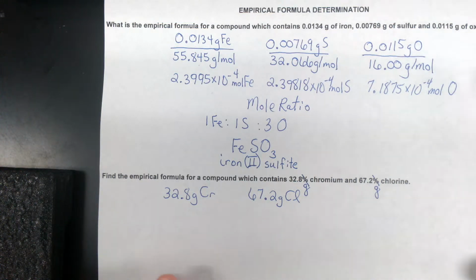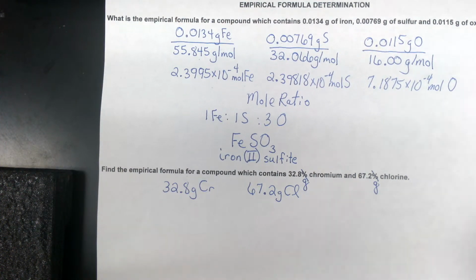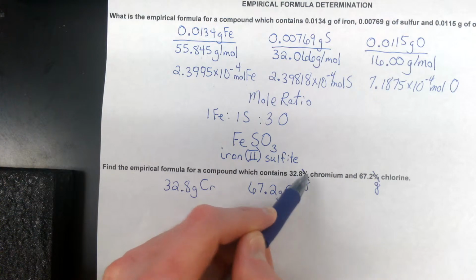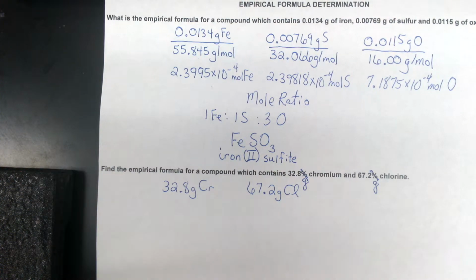Okay, let's continue with another empirical formula determination. But this time let's start with mass percentage. Find the empirical formula for a compound which contains 32.8% chromium and 67.2% chlorine. The first thing I would like you to do is to assume a 100-gram sample, which would allow us to change the percentages to grams.